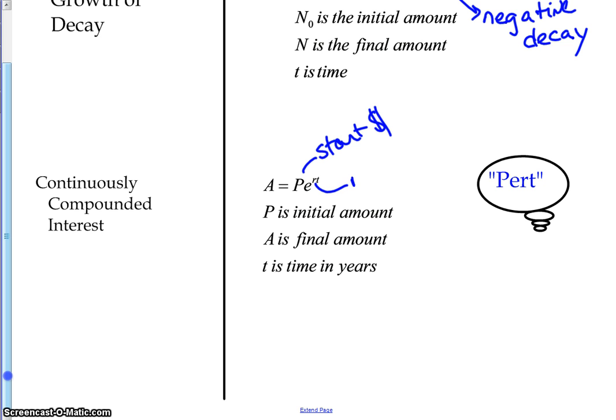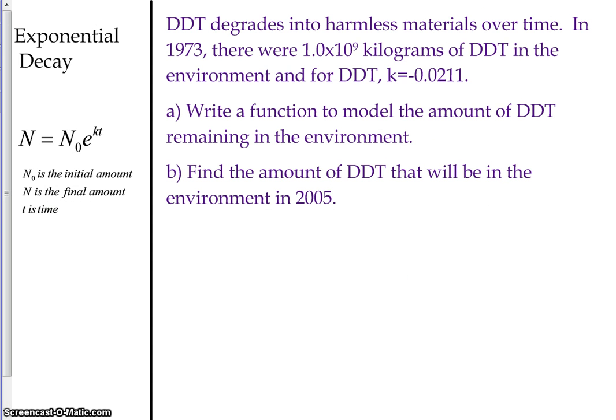R is our rate, and that is usually a percent that you have to put into a decimal yourself, and T is time in years. This one's always in years. There is no "how many times is it compounded" like we had in the last chapter. This one is compounded continuously, so over and over it's going to get compounded.